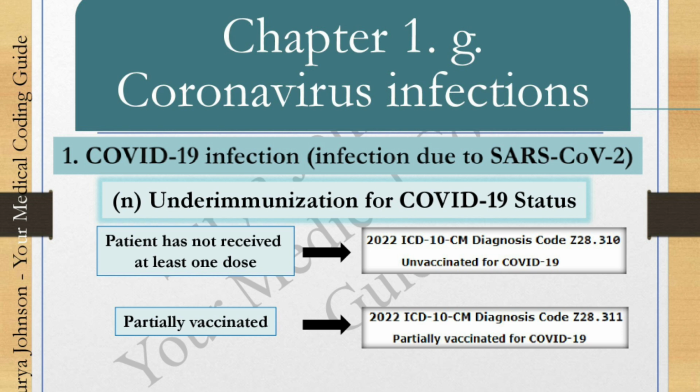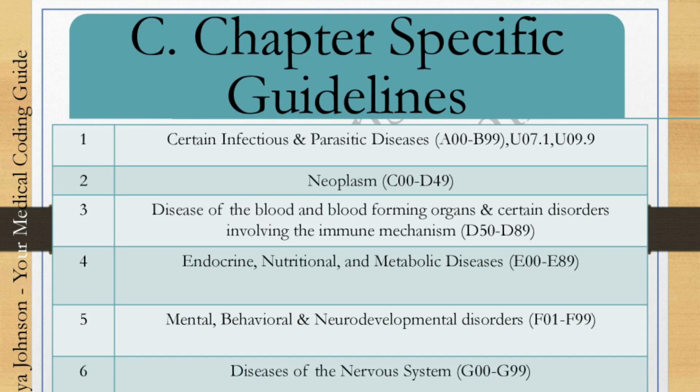So if the patient has received any one or few of the doses and has not met the fully vaccinated status as mentioned by the CDC, in this scenario you will be considering the patient as partially vaccinated, like the patient has already initiated the vaccine but has not completed, or the status of the patient is not becoming fully vaccinated as per the CDC. You will be considering as partially vaccinated for COVID-19, so you will be assigning Z28.311. So that's all about the chapter specific guidelines.